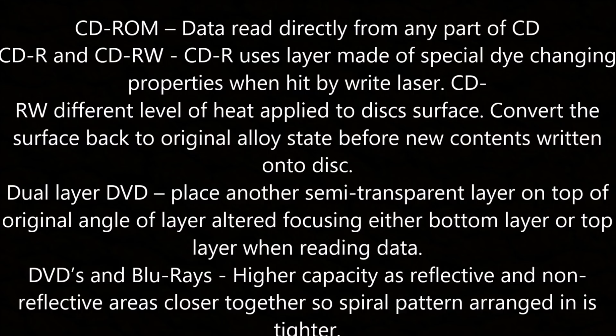The dual-layer DVD places another semi-transparent layer on top of the original layer, altering the focusing to either the bottom layer or the top layer when reading the data. DVDs and Blu-rays have a higher capacity as the reflective and non-reflective areas are closer together, so the spiral pattern is tighter.